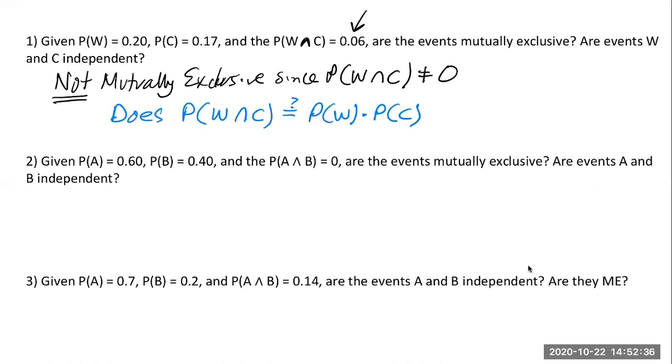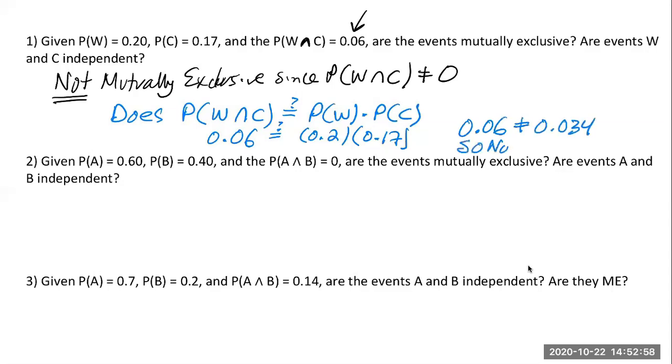So is 0.06 equal to 0.2 times 0.17? That doesn't look very promising. Let's see, 0.2 times 0.17. That equals 0.034. 0.06 does not equal 0.034. So we would say they're not independent.